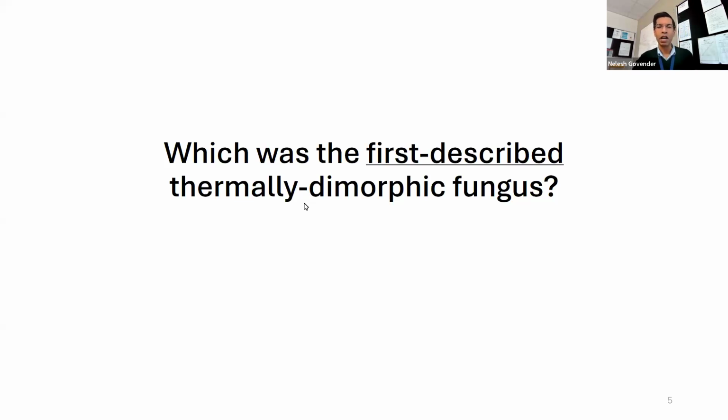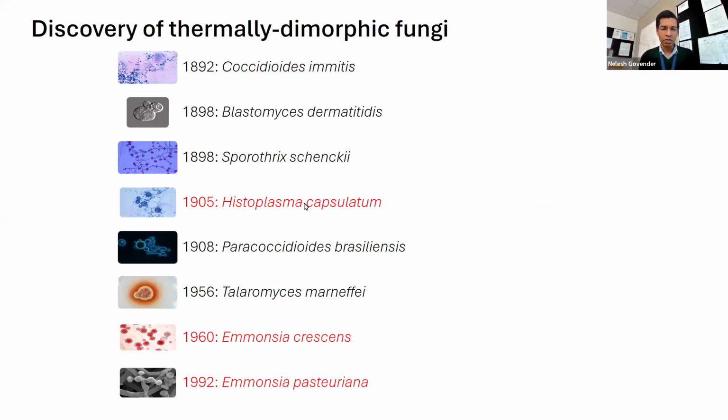Okay, so this is going back about 120 or 130 years ago. And in fact, blastomyces was the second thermally dimorphic fungus to be discovered. First was cocci, detected in 1892, and then about 6 years later, blastomyces, and then sporothrix and histoplasma only in 1905. And the fungi which we're talking about today, histoplasma and then later Emmonsia, which is now renamed emergomyces, detected in 1960 and 1992.